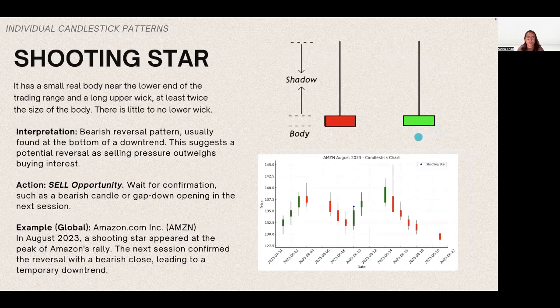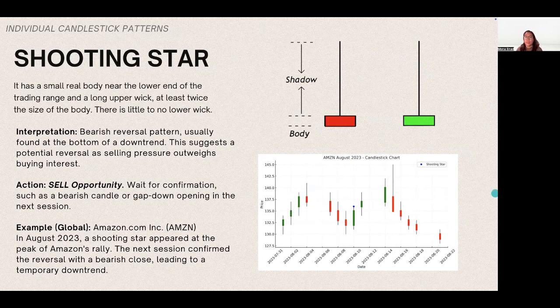So the shooting star has a small real body near the lower end of the trading range and has a long upper wick. Now, the shooting star is another bearish reversal pattern, but it forms at the peak of an uptrend. Now, this pattern shows that buyers tried to drive the price higher, but were overpowered by the sellers. This reversal signal often marks the potential beginning of the downtrend. So when a shooting star appears, it's a signal to sell or short sell, particularly if the next candlestick confirms with a bearish close.